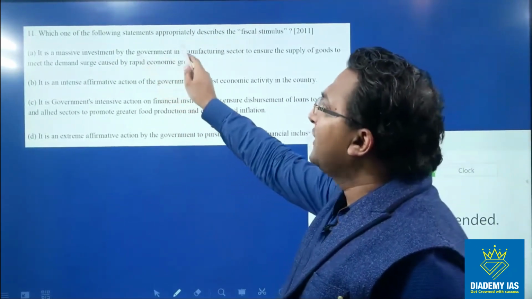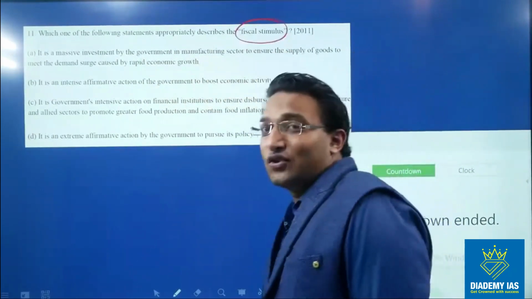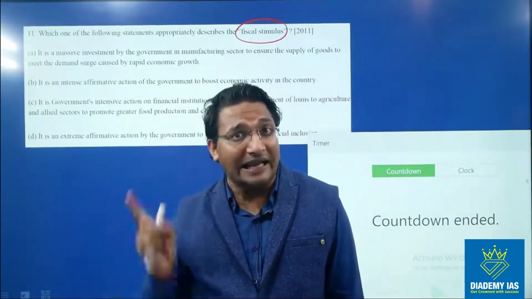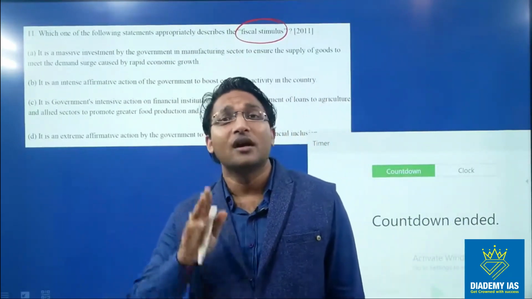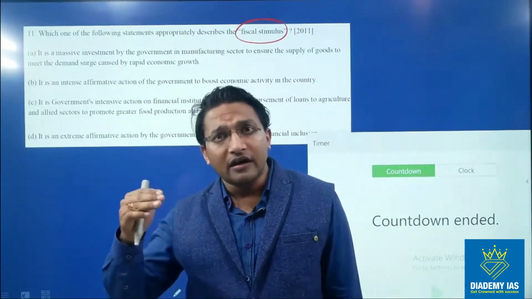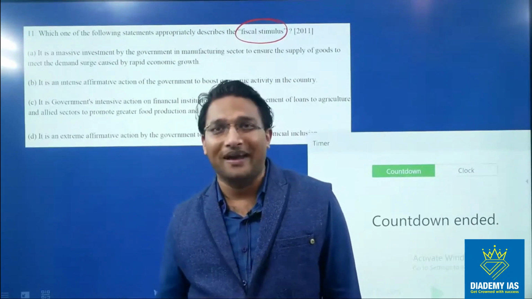Which one of the following statements appropriately describe the fiscal stimulus? Again, the question is on the fiscal stimulus. This fiscal stimulus question came in 2010 and 11 again. Why? Because at that time, India was under the global recession. So, it required the fiscal stimulus. Government gave various fiscal stimulus packages.